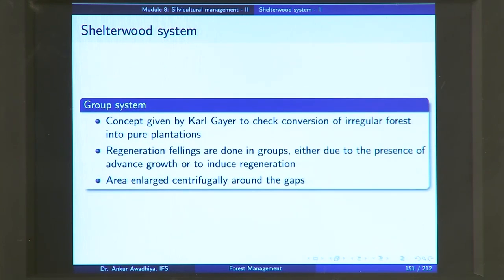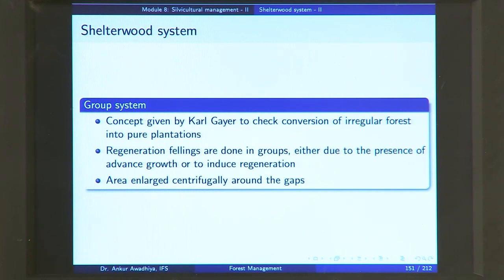Now, next we look at the group system. Now, the Shelterwood system has a number of varieties, and one such variety is a group system. Now, group system was devised by Carl Geyer, and it was there to check the conversion of irregular forest into pure plantations.